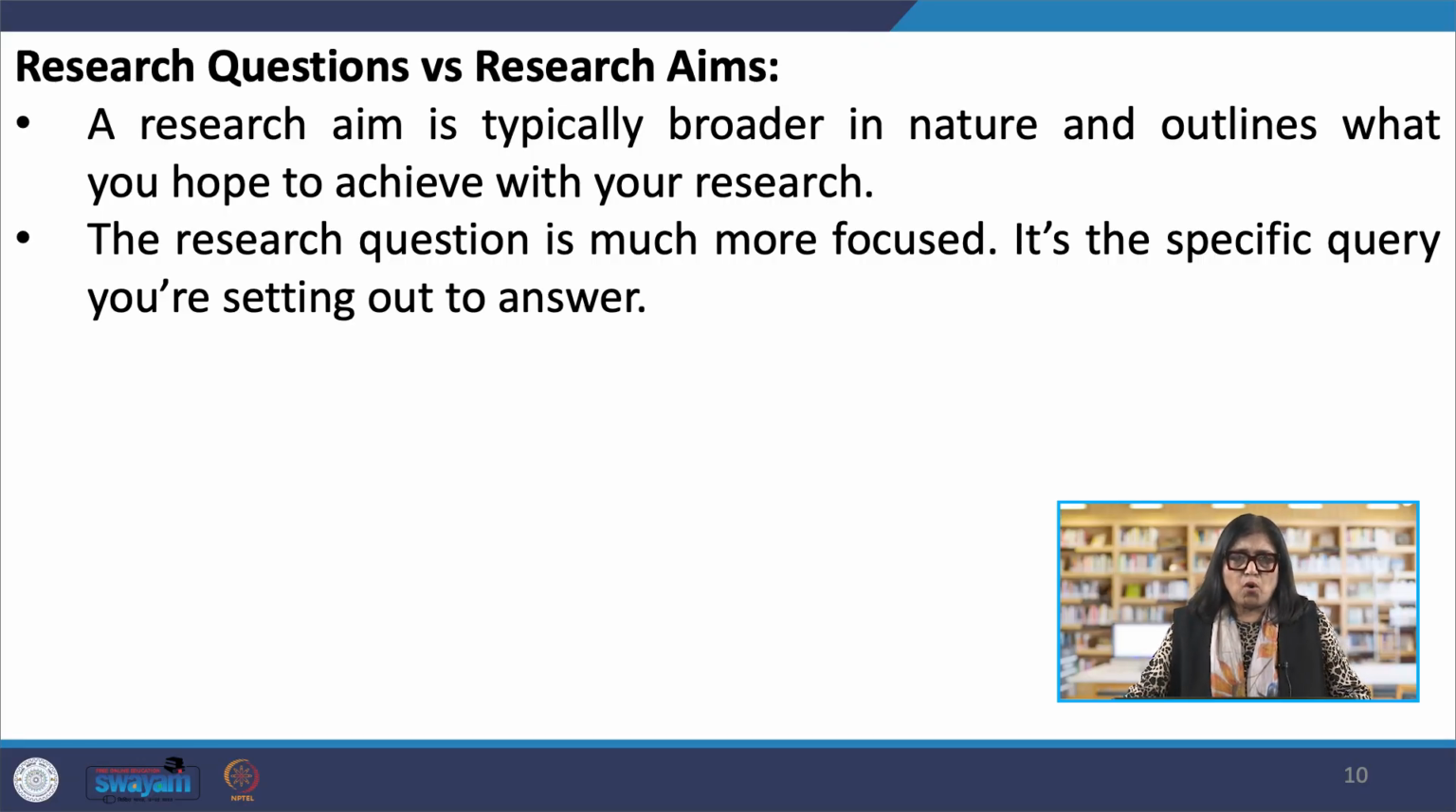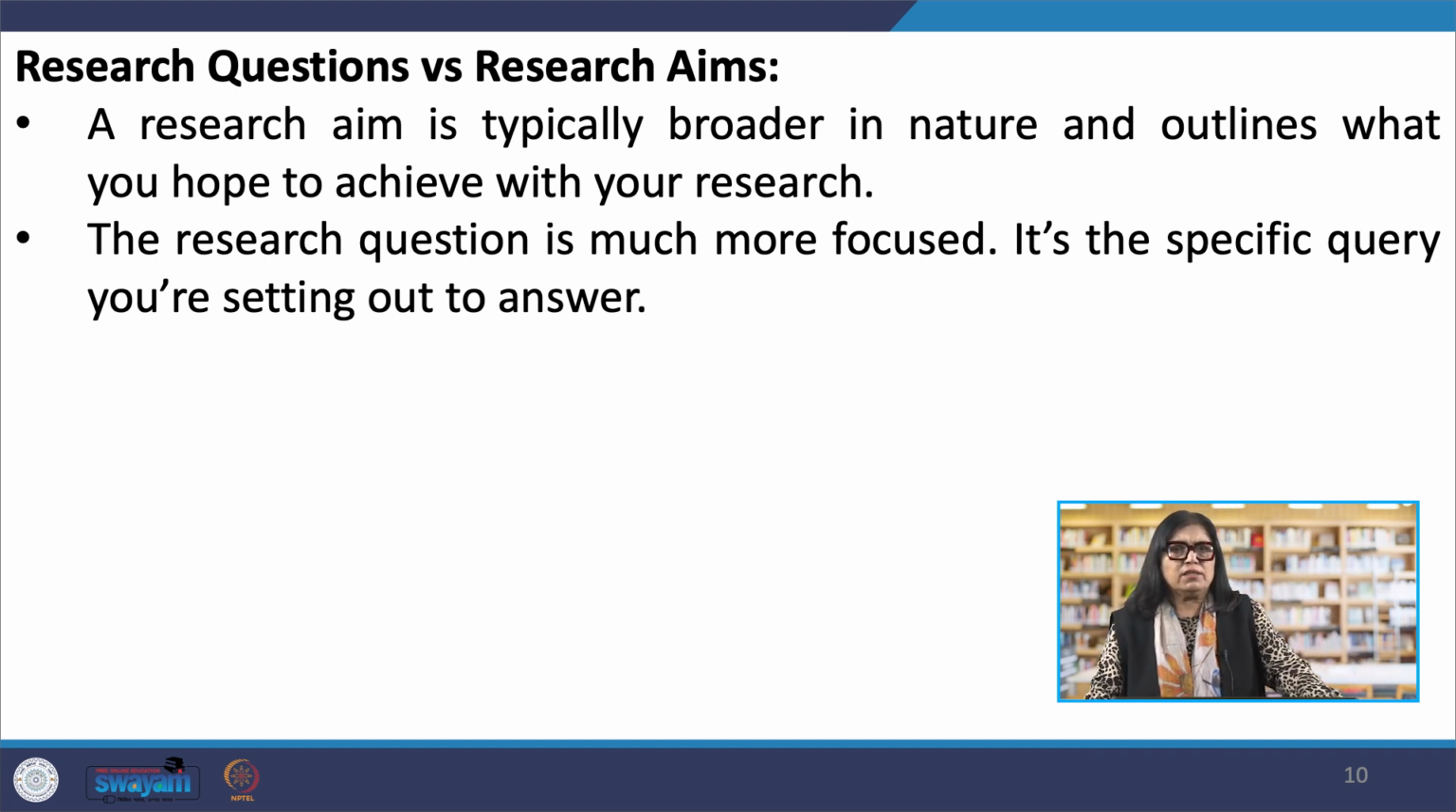Within any given study, the research aim and research question are tightly intertwined, but they are separate things. A research aim is typically broader in nature and outlines what you hope to achieve with your research. It doesn't ask a specific question, but rather gives a summary of what you intend to explore. The research question, on the other hand, is much more focused. It is the specific query you are setting out to answer. It narrows down the research aim into a detailed, researchable question that will guide your studies, methods, and analysis.